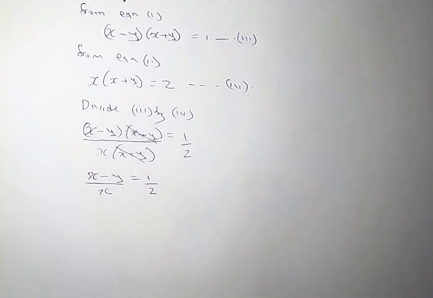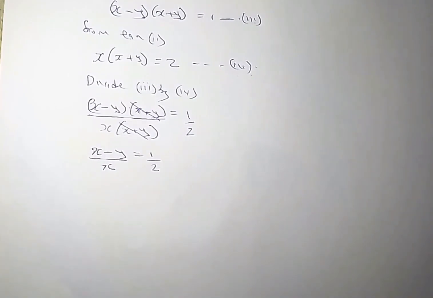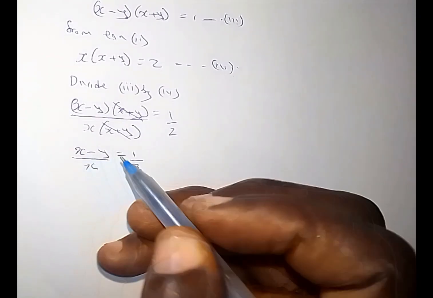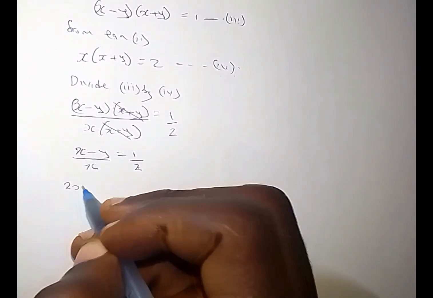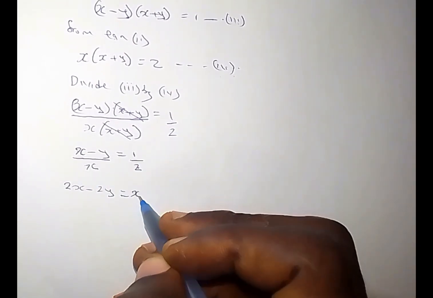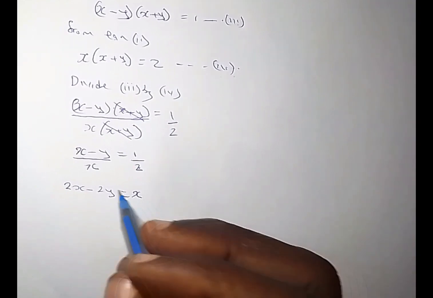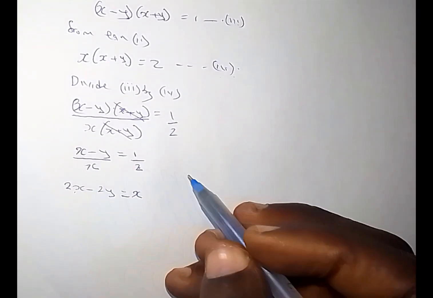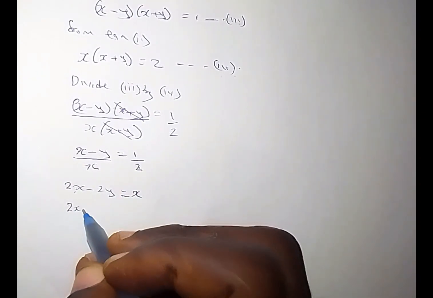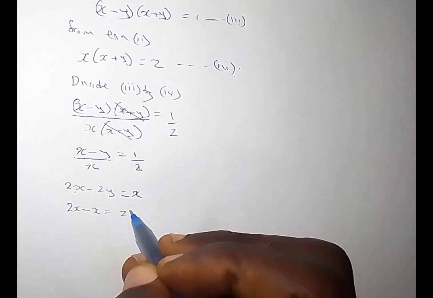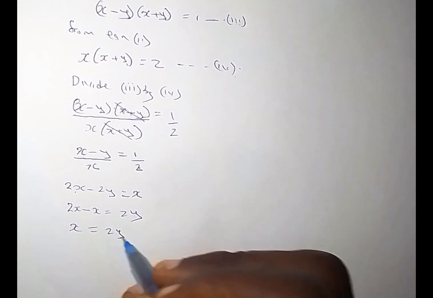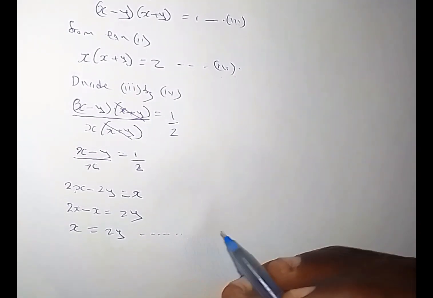So this is two fractions, so I can cross multiply to have a linear equation. If I multiply this one by this, I'm having 2x minus 2y equals x multiplied by 1, that is x. So I can collect the like terms, bring this one to this side and take this one to the other side, so that I'm having 2x minus x equals 2y. So I'm having x equals 2y.